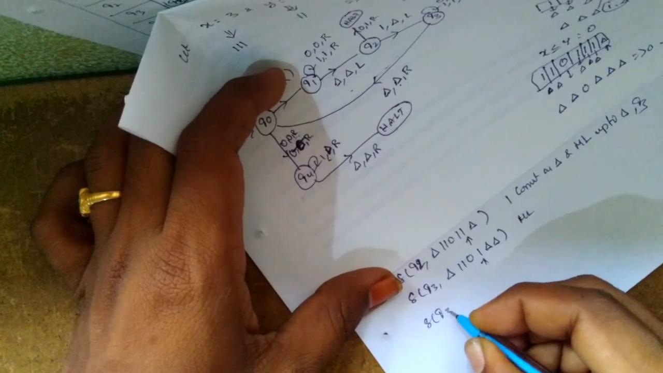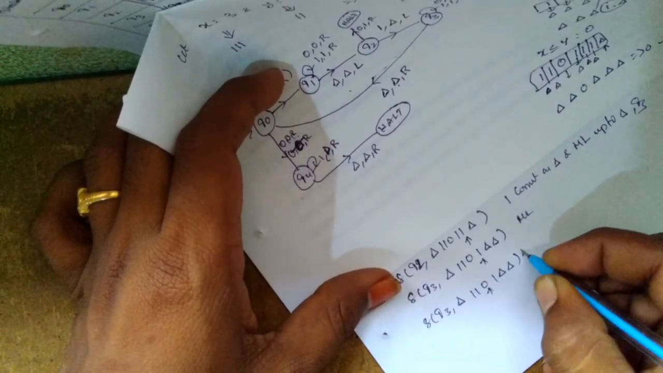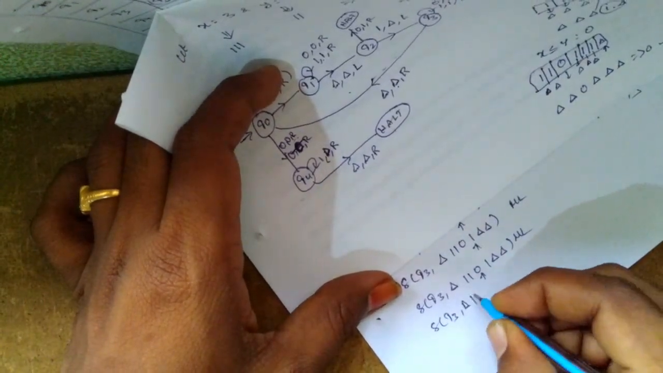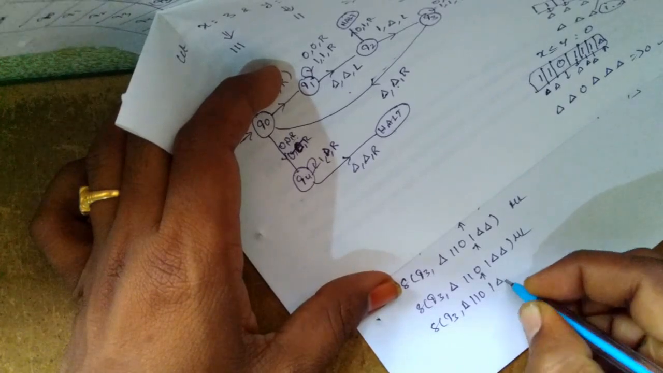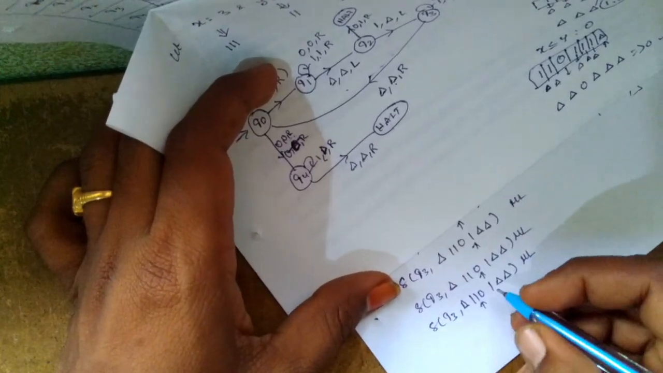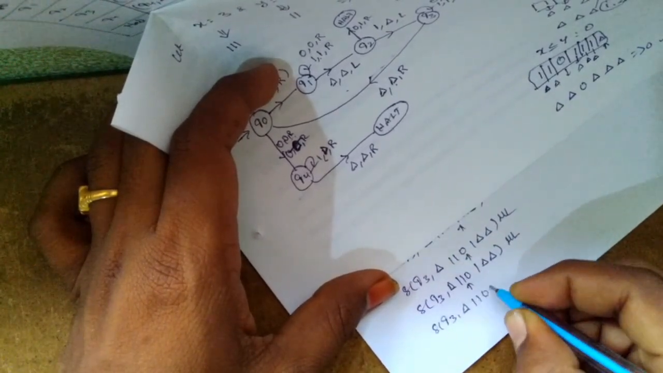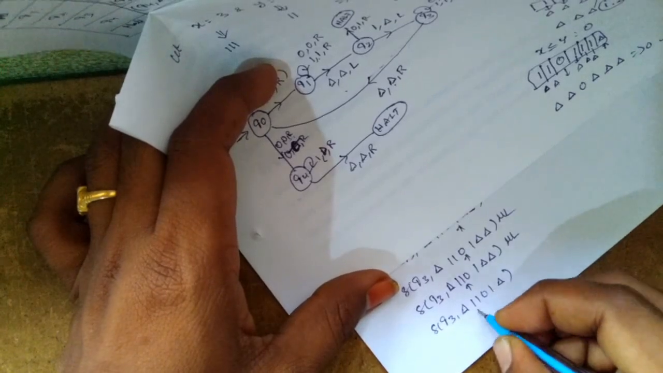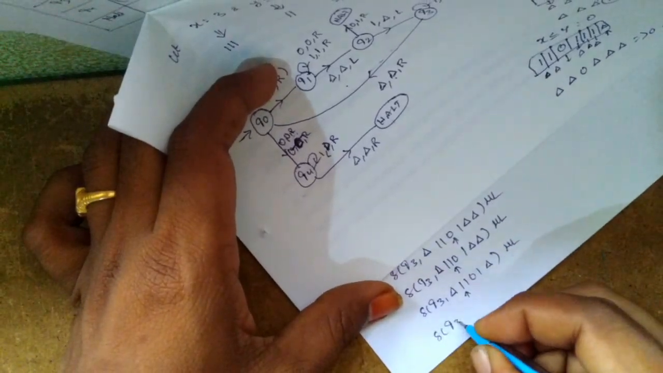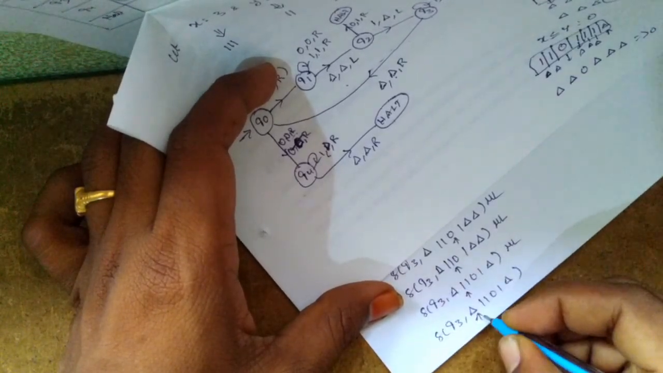del Q3 del 1 1 0 1 del del, move left. Why? Because the header is here. So del of Q3, comma, del 1 1 0 1 del, the header is here, move left. del of Q3, comma, del 1 1 0 1 del. So the header is at del.